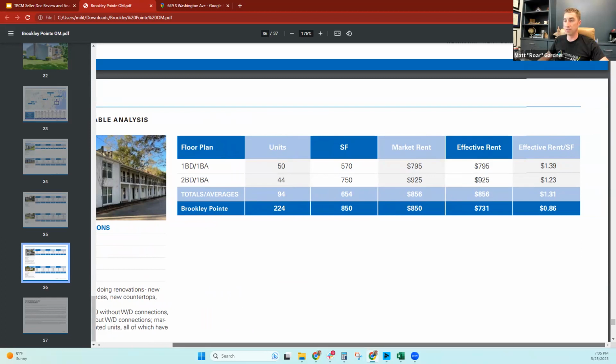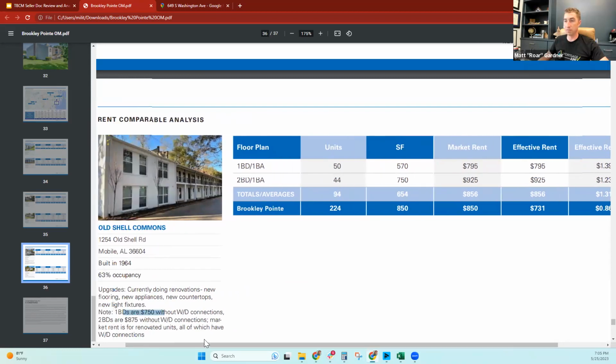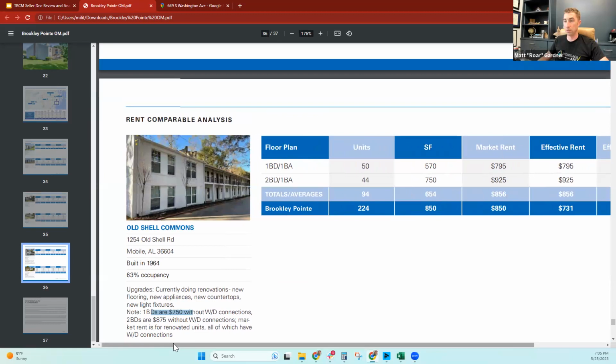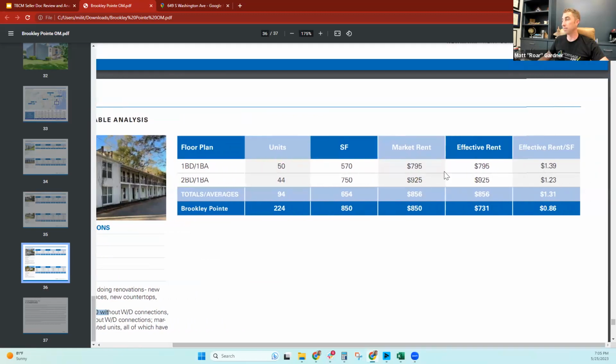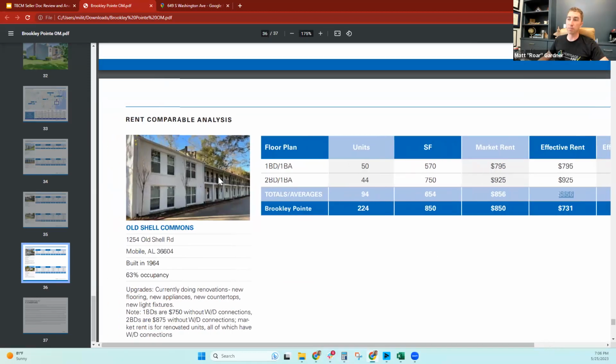No, interesting. Didn't you say 750? One bedrooms are 750. Oh, without washer dryers. I see. Okay, so these ones have washer dryers, I'm assuming, is what they're advertising here. And so they're calling an effective market rent of 856 overall. Okay, cool. So we get an idea of what these comparisons are doing.